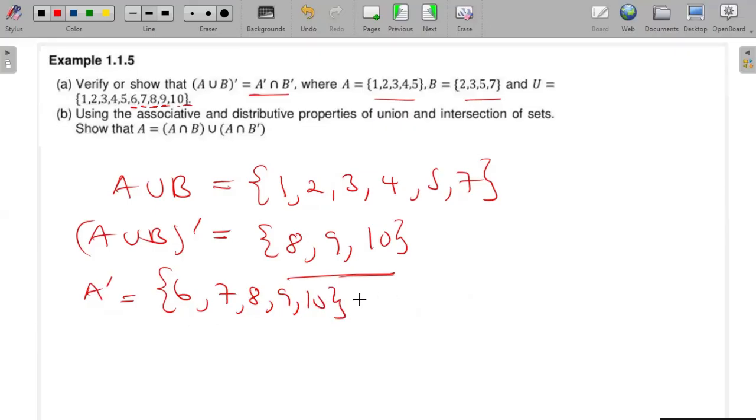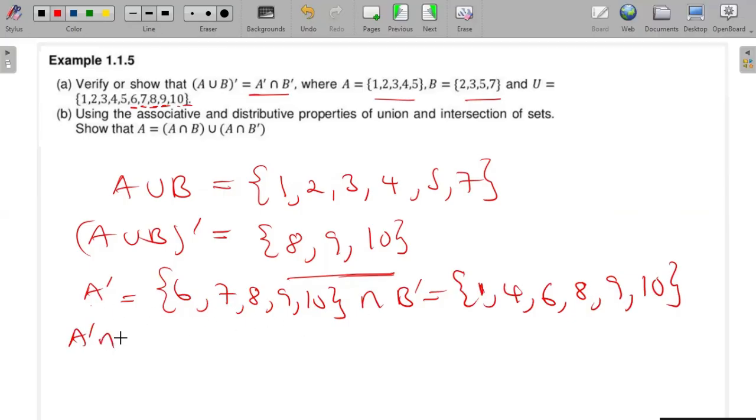Then they're saying intersect B complement. What is my B complement? Everything outside B. So 1 is not in B, so I write it here. 2 is there, 3 is there, 4 is not in B, so I write 4 here. 6 is not there, so I write 6 here. 7 is there, then 8 is not there, 9 and 10. Then what is A complement intersect B complement? This is what is common in both of these sets. 8 is common, 9 is common.